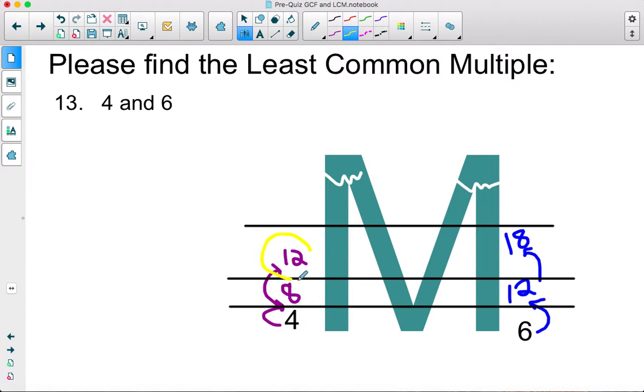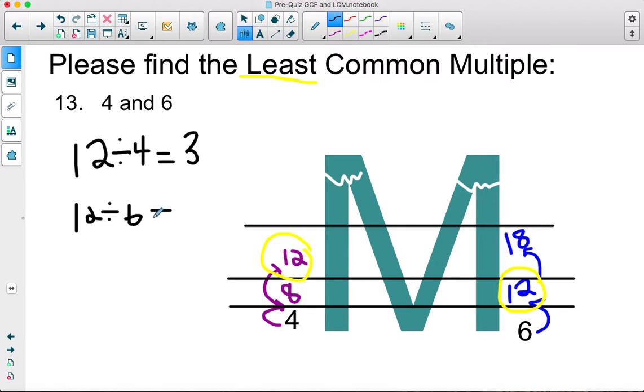So right here, I notice I've got 12 here and 12 here. So the least common multiple is the smallest number that 4 goes into and 6 goes into. In other words, I can take 12 and divide it by 4, and I get 3. And I can take 12 divided by 6, and I get 2. So that is the smallest number that both 4 and 6 go into, which is 12. So your answer for number 13 is 12.